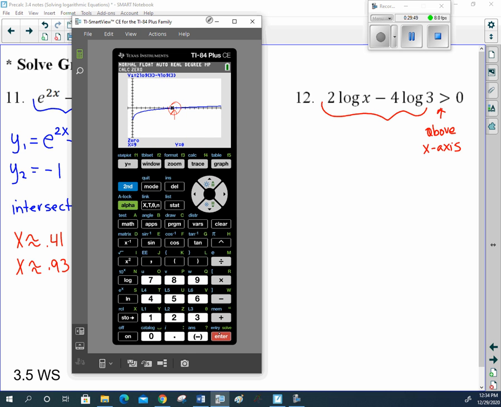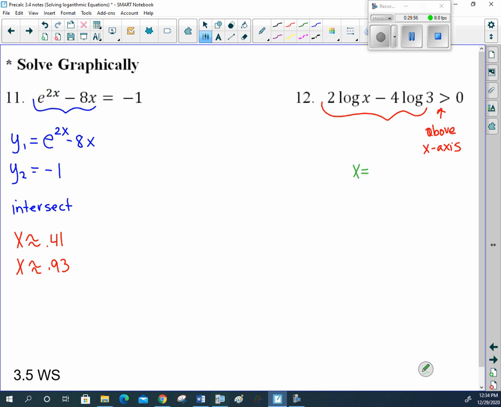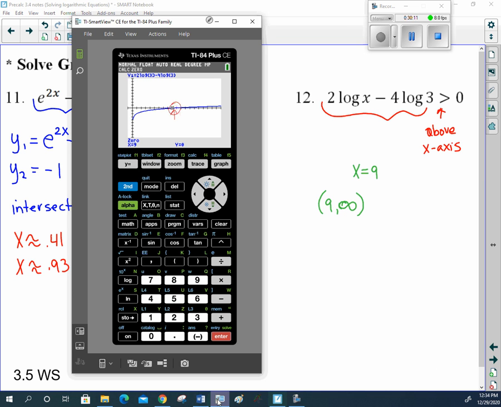And 9. So the answer is 9. So x equals 9. So we want to know where it's greater than 9. So we're going to say 9 to infinity. We didn't put a bracket on that because it didn't say greater than or equal to. It just said greater than. So if you look on our graph one last time, from 9 to the right, everything is above 0, so it's above the x-axis.